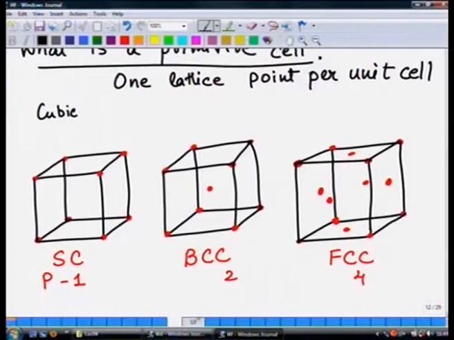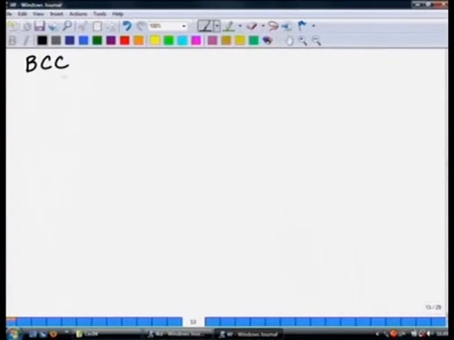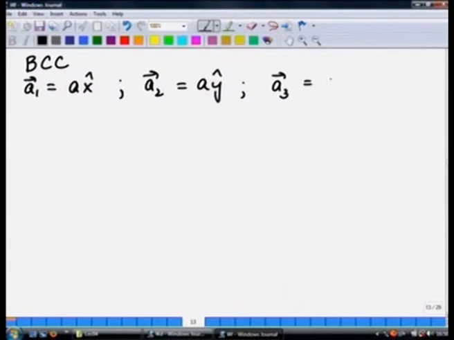Let us consider a BCC lattice. Let us choose vectors as A1 as a x hat, A2 as a y hat, A3 as a by 2 times x plus y plus z, a being the lattice parameter, the edge length of the cube. Let us choose these as lattice vectors. What does it look like? Let me draw it for you, and then it might become a little bit clearer.